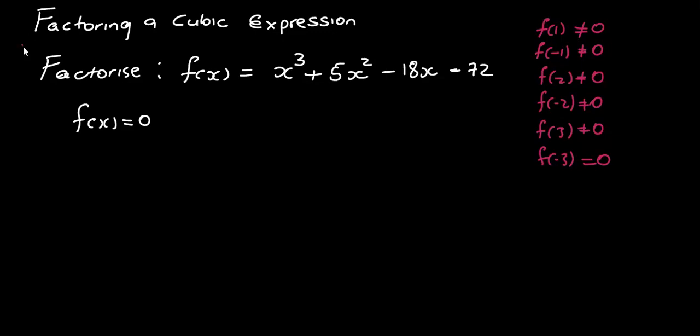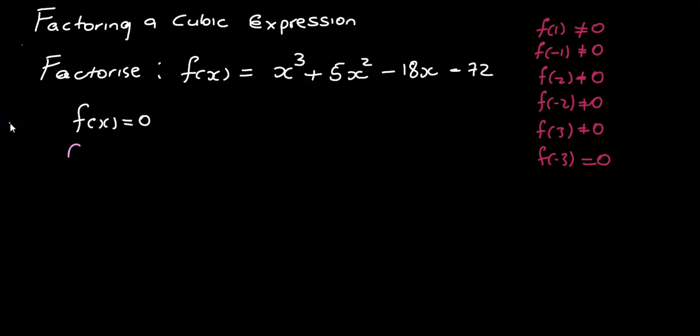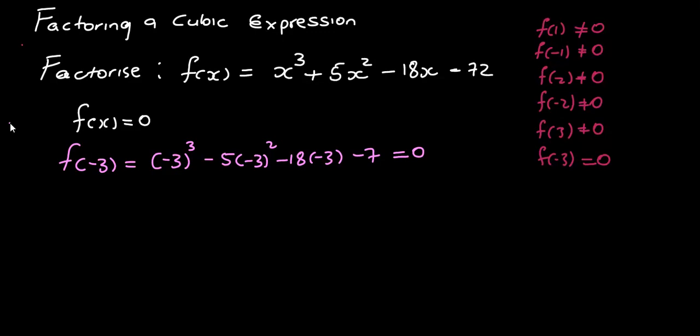So if we do the substitution, we're going to have f at negative 3. This will be equal to, where there's x, we put minus 3 to the power 3, plus 5 into negative 3 squared, minus 18 into minus 3, minus 72. Therefore, this gives us 0. Since it gives us 0, this tells us that x is equal to minus 3. It's one solution of this cubic function.